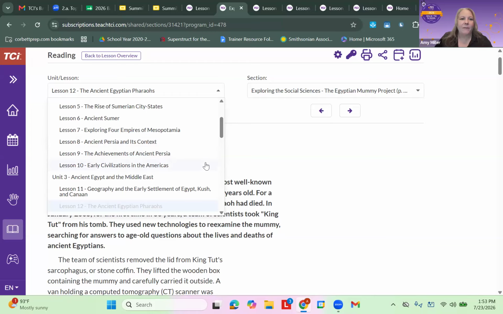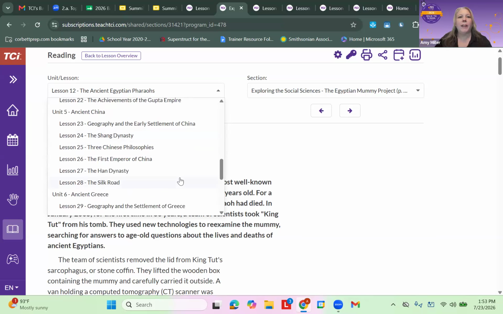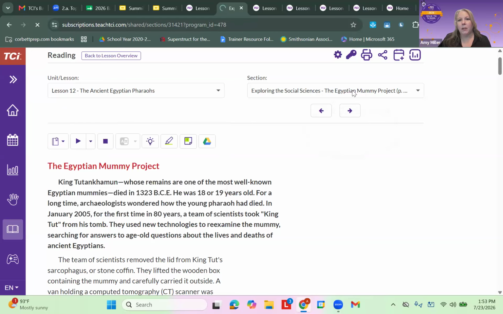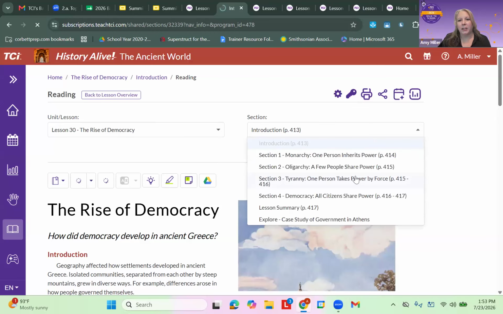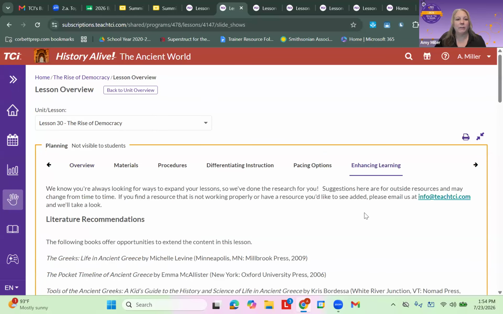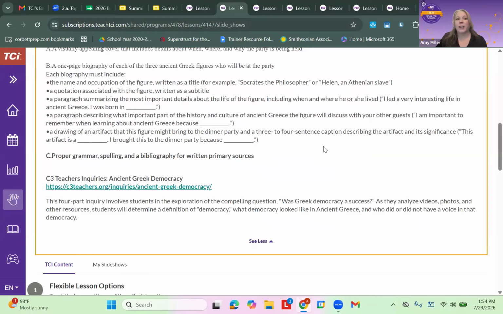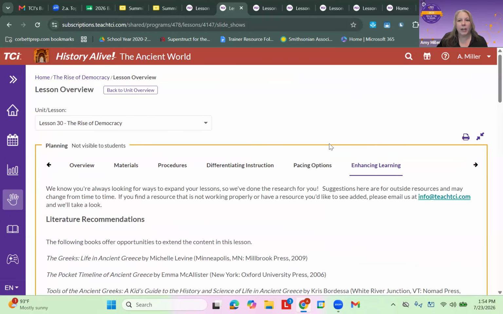With that being said, if we continue to go through each of these lessons and we look into the ones that I highlighted for you, even moving beyond the presentation tools that you have to teach these lessons, you will find lots and lots of resources about these historical topics. Going to move forward into the rise of democracy and show you there is a case study of government in Athens that kids can explore and read more about. And then if I were to go into the lesson overview for Rise of Democracy and go into enhancing learning, you'll see there are again literature recommendations, internet projects, C3 teachers again. We have a lot of C3 teacher resources in our enhancing learning.